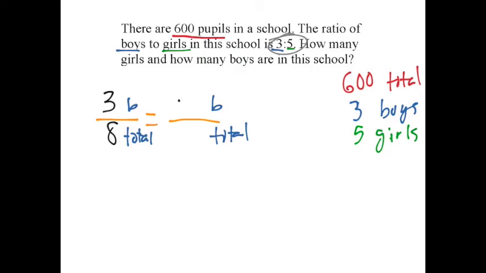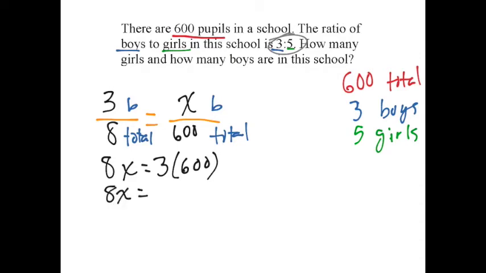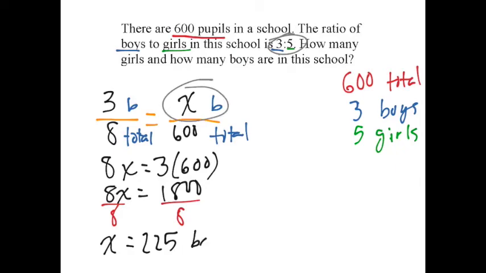And we don't know how many boys there are in 600 total. Okay, setting up this proportion is the hardest part, because now we just cross multiply and we get 8x equals 3 times 600, and that means 8x equals 1800. Now we'll divide both sides by 8, and we get x equals 225. We look back up at the top and we see that our x was boys, so 225 boys.